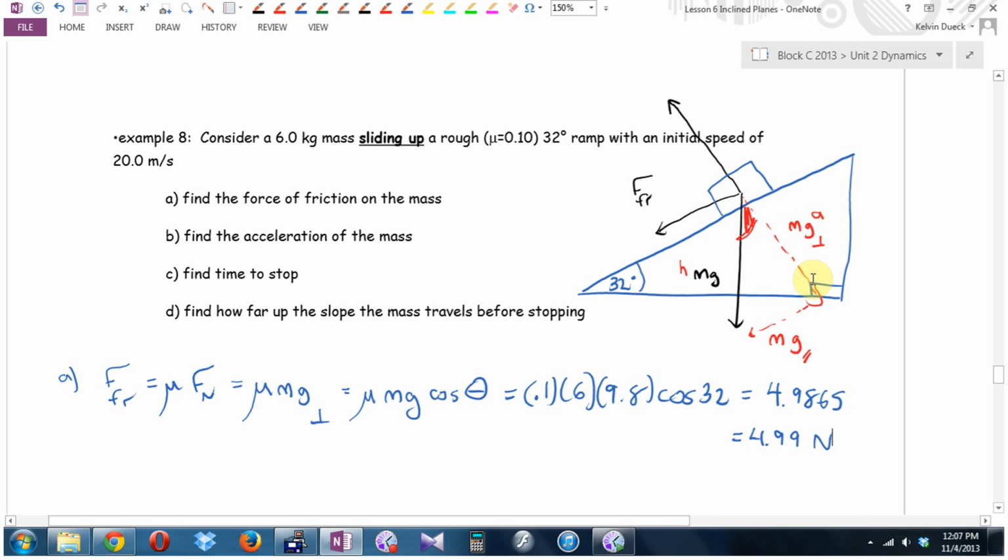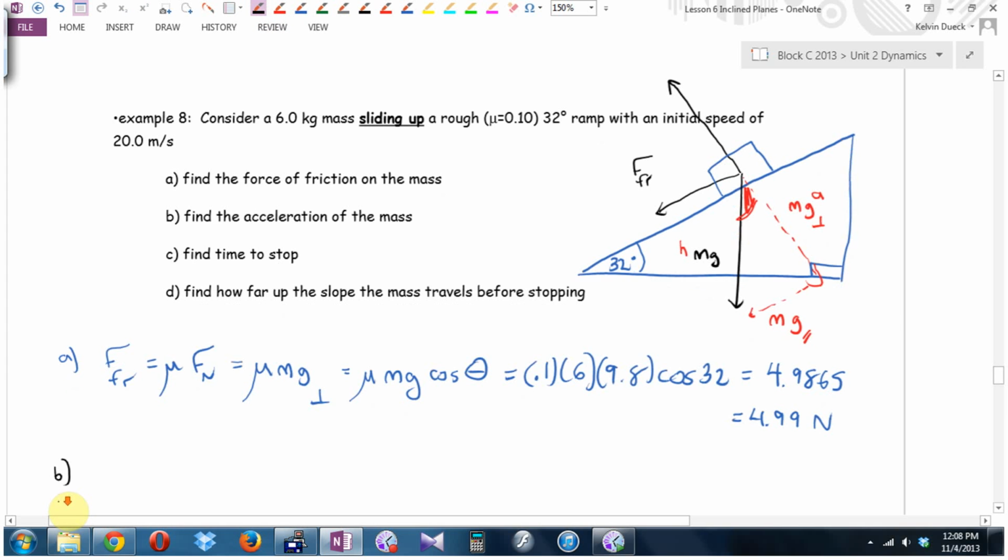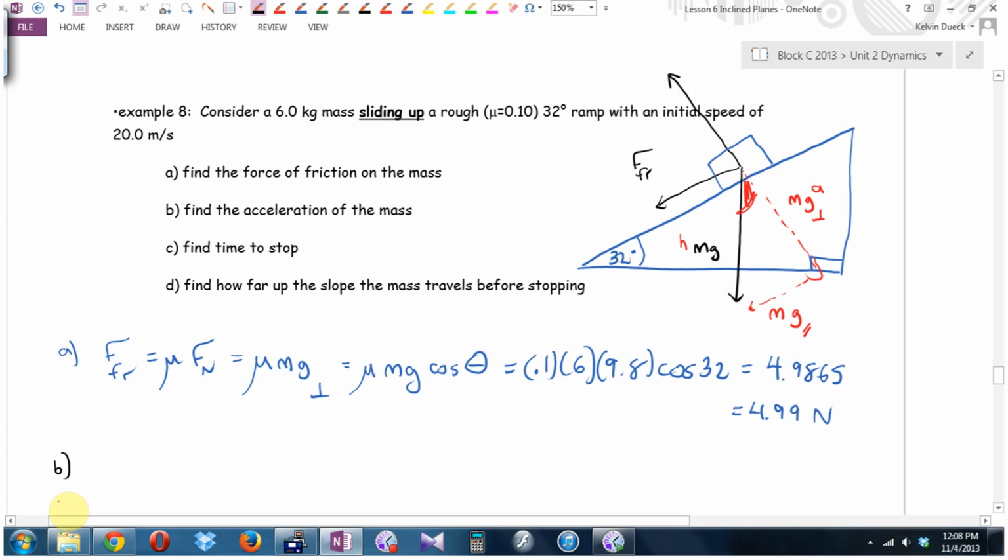Hakeem, what's B asking me to find? Your name is Hakeem, right? Oh, yeah, it is. Acceleration. Okay. I could use my answer from A as friction, but if they ask me to find the acceleration, I kind of like to do it in one fell swoop because I can better see how everything goes.